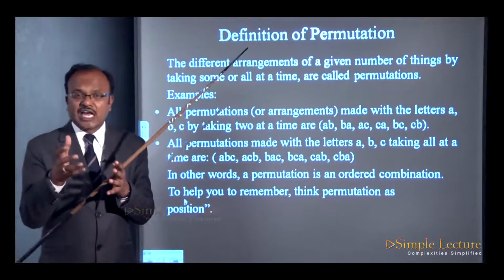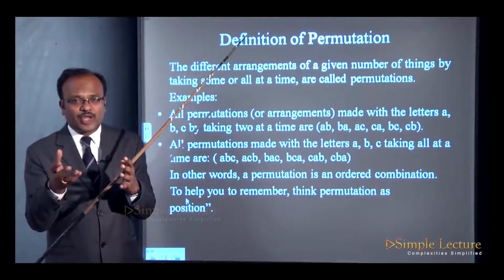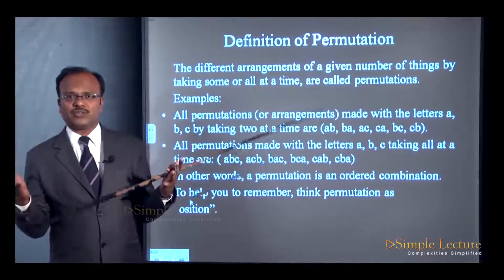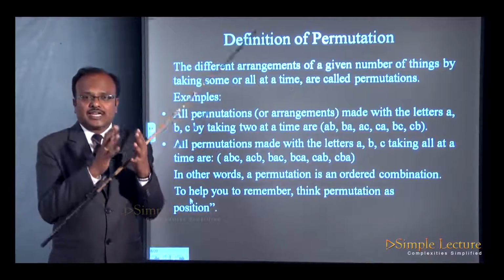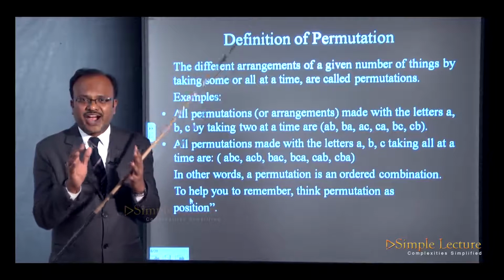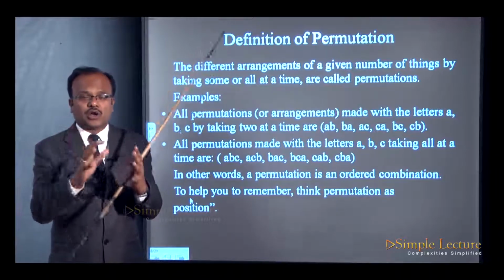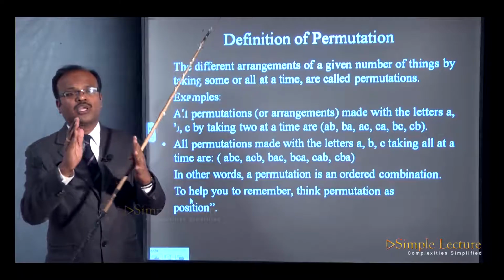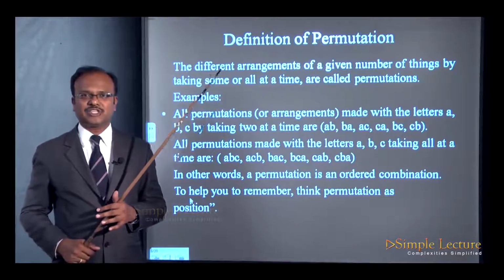So, when we say r things, you can take few of them or you can take all of them. So, arrangement of the total number of objects by taking few objects or all the objects at a time, we call it as the permutation.